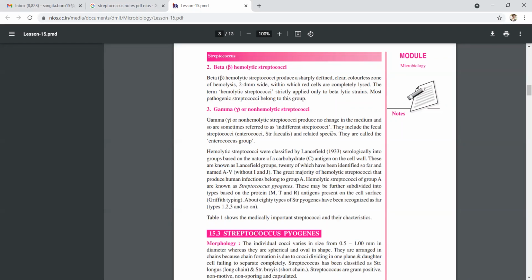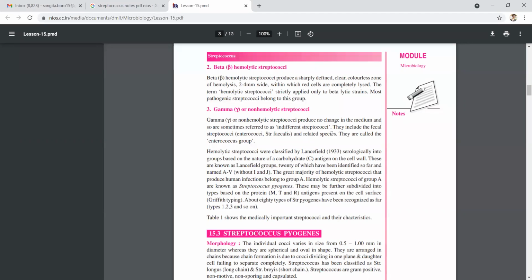The area that has formed the zone is clear and colorless. The term hemolytic streptococci strictly applies only to beta-lytic strains. Most pathogenic streptococci belong to this group. You will find that the bacteria responsible for beta hemolysis are mostly pathogenic streptococci.